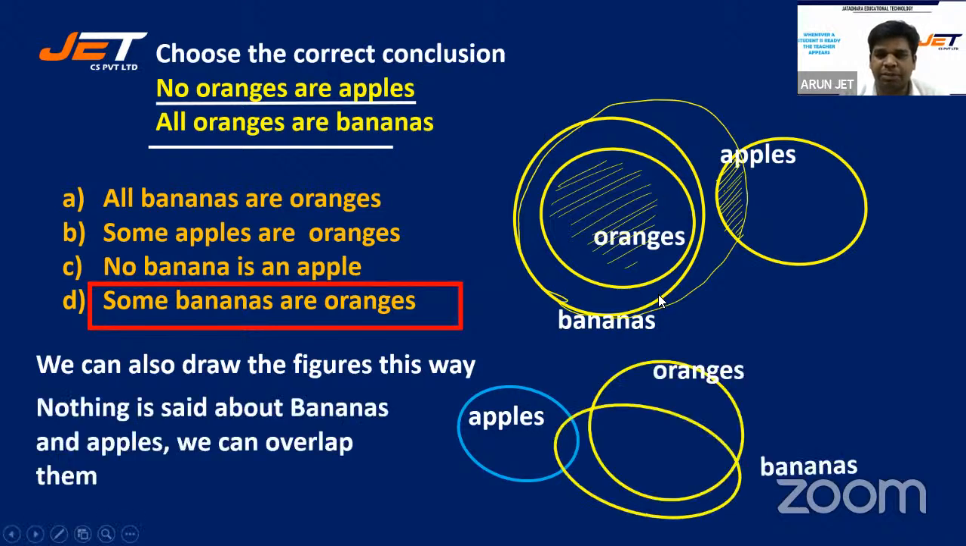All right, now let's draw the figure again. Apples and oranges and bananas this way. Because nothing is said about apples and bananas, we can overlap them. There is no rule that I should not overlap apples and bananas. Right? Nothing is said about bananas and apples, so I can overlap them. That is why C is wrong.